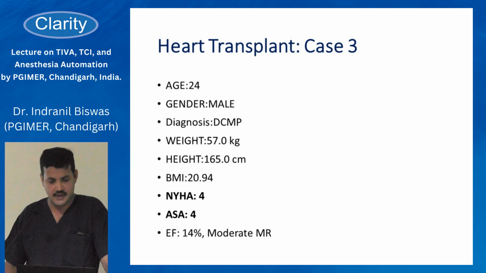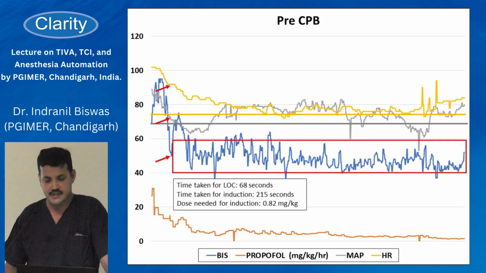Coming to the third patient, again a 24-year-old patient with dilated cardiomyopathy with 14% ejection fraction with NYHA grade 4. Here the time taken for loss of consciousness was 68 seconds and time taken for induction was 215 seconds, and the dose needed for induction was 0.82 milligram per kg. This was the induction point. After that you can see the BIS was maintained within target range for almost 90% of the time.